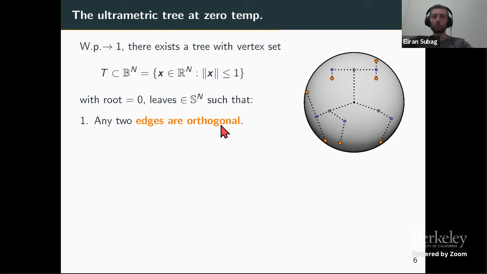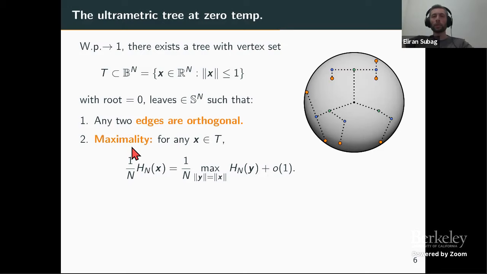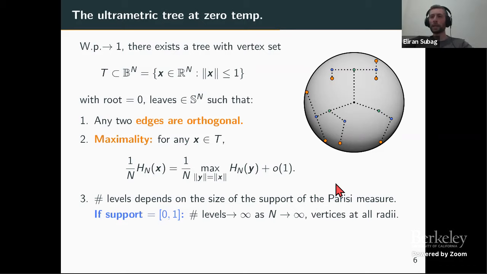And the second property is maximality of the energy. For any vertex on the tree, the energy at the vertex, properly normalized by n, is equal to the maximal energy over the corresponding sphere, the sphere of the same radius, up to small errors. And lastly, this is the relation to the Parisi measure: the number of levels on this tree depends on the size of the support of the Parisi measure.